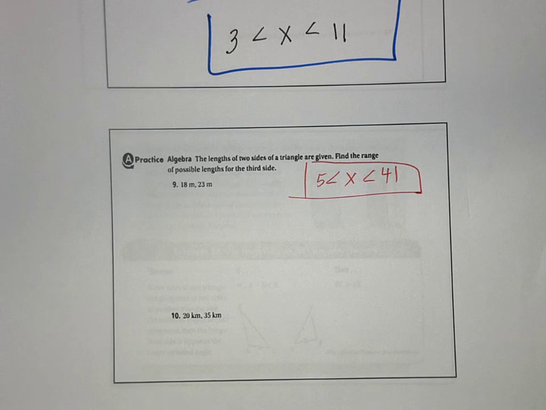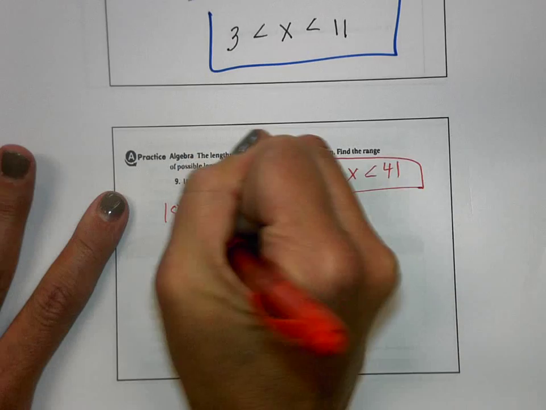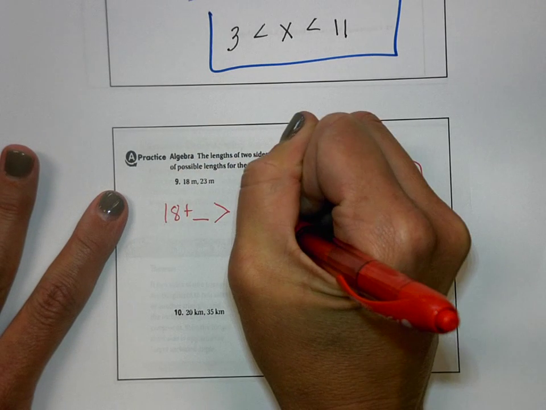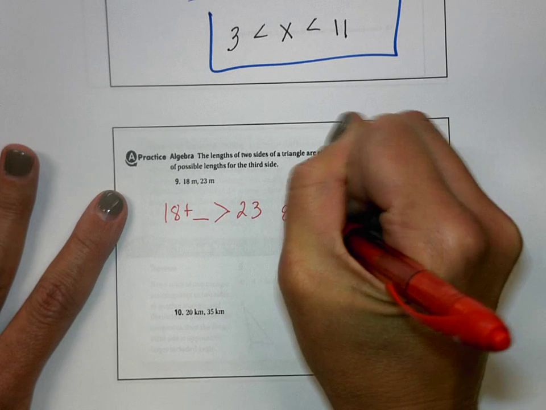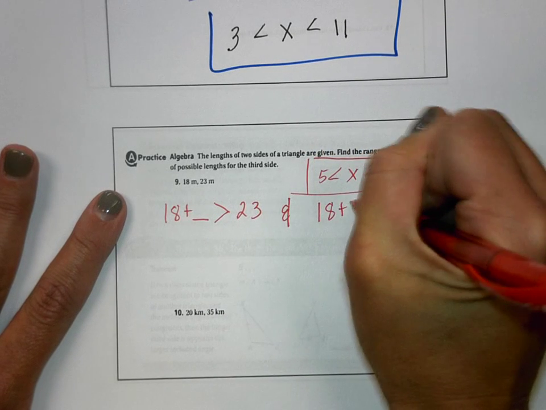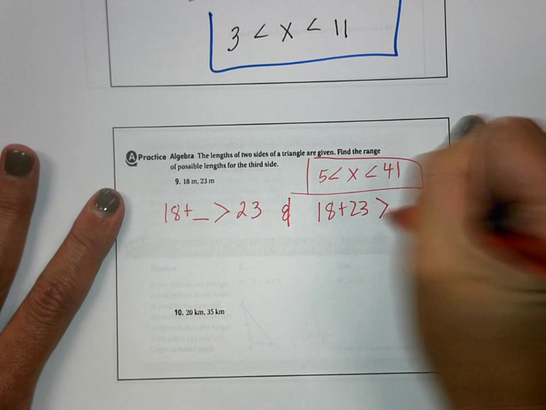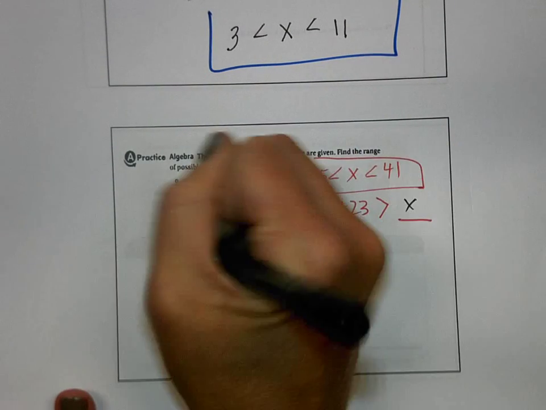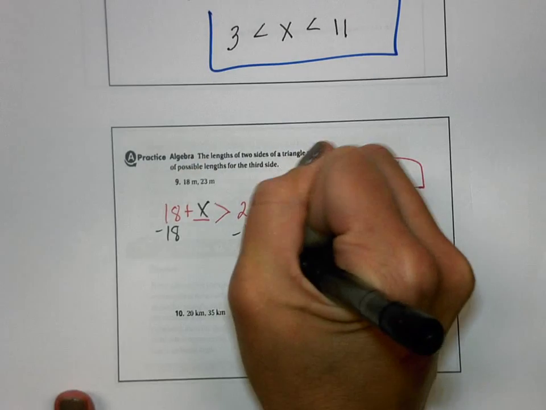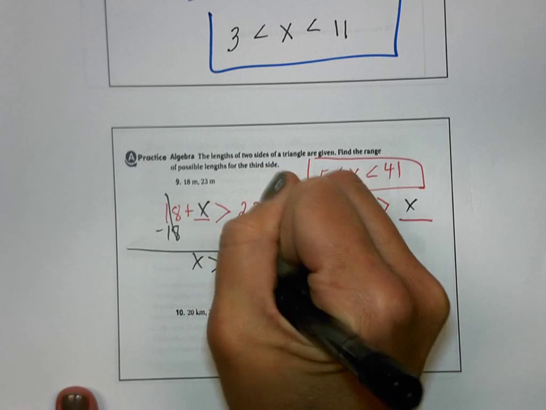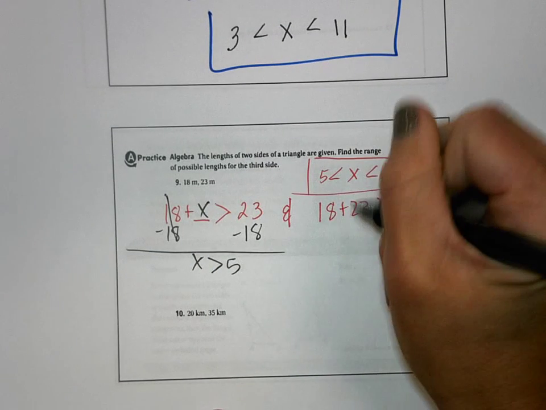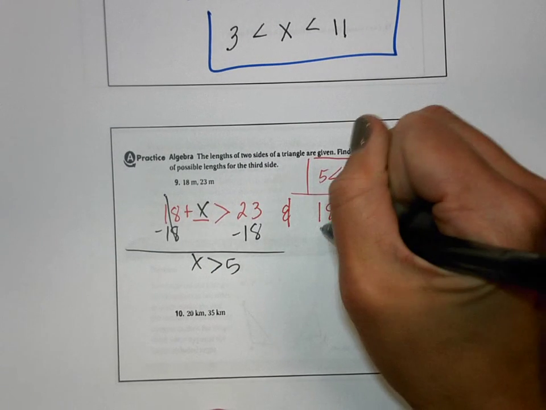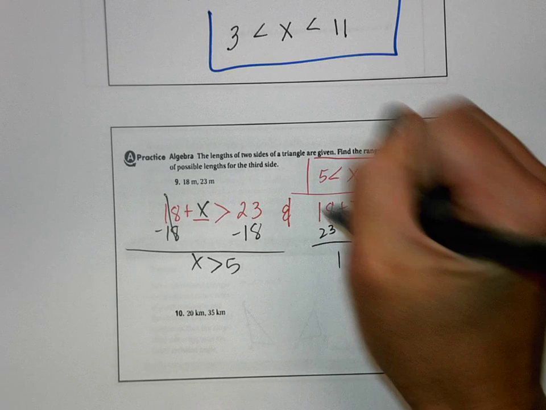Now how you should have set it up is this. You guys ready? So 18 plus something is greater than 23, and 18 plus 23 is greater than something. Okay, we can put x's in here. Here you'd subtract 18 to get x has to be greater than 5. Here you add those together, and if you want to, you can put that underneath there, and you get 41 is greater than x.